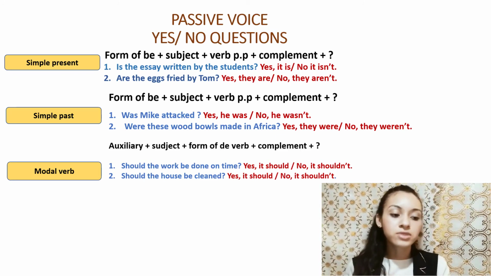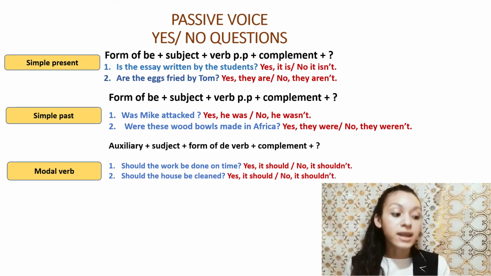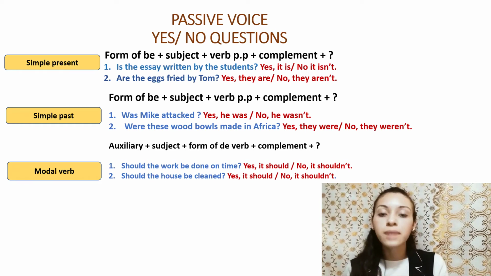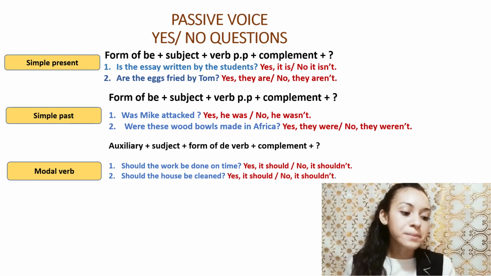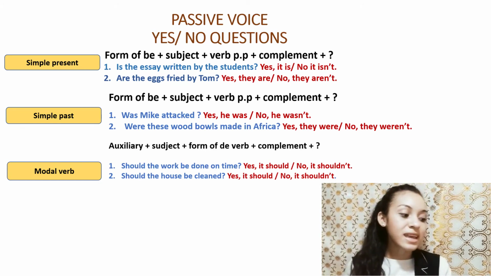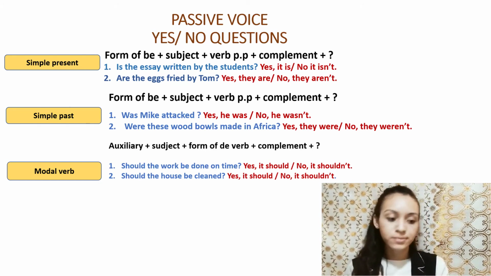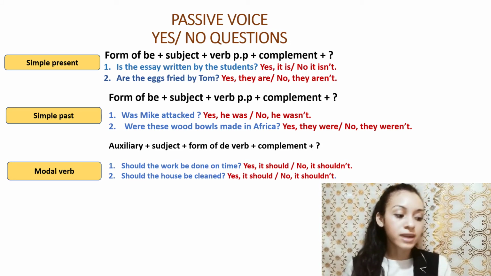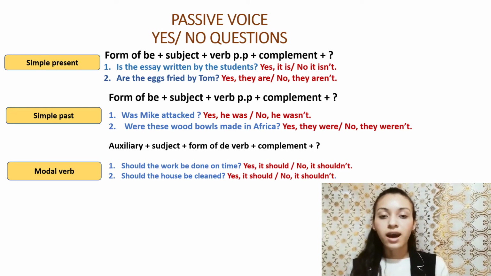The next example is, are the eggs fried by Tom? And the possible answers are yes they are or no they aren't. In the next part we have the simple past. It's the same structure, just with the verb to be in the past. We have two examples. Was Mike attacked? And the possible answers are yes he was or no he wasn't. We have other examples. Were these good balls made in Africa? And the possible answers are yes they were or no they weren't.